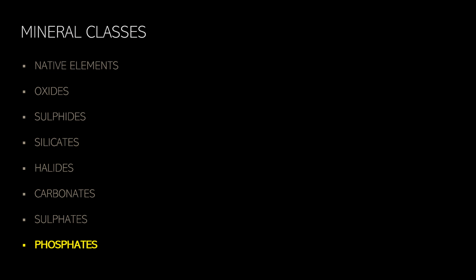Phosphate minerals are naturally occurring inorganic salts that contain the phosphate anion, PO4³⁻. They can also include other anions such as chloride, fluoride, and hydroxide, and sometimes arsenate or vanadate. There are over 200 known species of phosphate minerals.